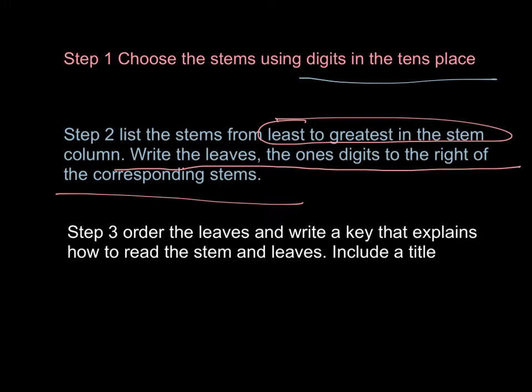So if you had the number 15, you would put the 1 in the stem and the 5 would be the leaf. And then you order the leaves and write a key that explains how to read the stem and leaves. Make sure to always include a title with every graph you make.